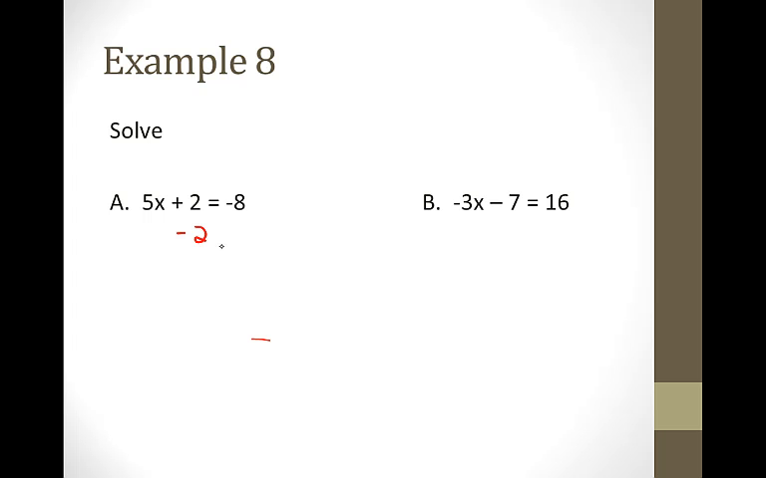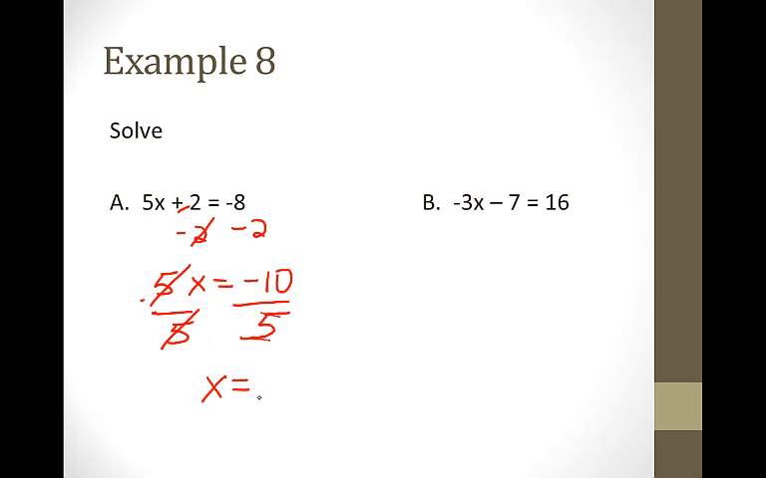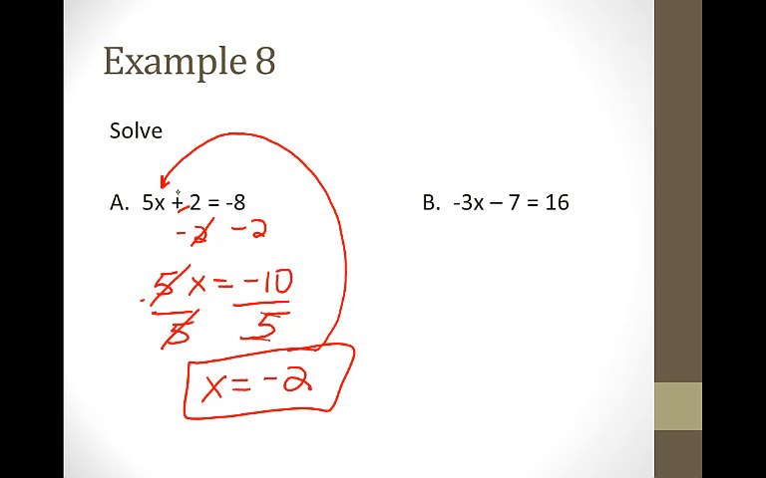I'm going to subtract 2 from both sides. So I'm going to work these fairly quickly. Equals negative 10, then divide through by 5. I'm going to get x equals negative 2. You should check all these. I'm not doing that, but you should. 5 times negative 2 is negative 10, plus 2 is negative 8. At the very least, mentally go through these that aren't fractional.